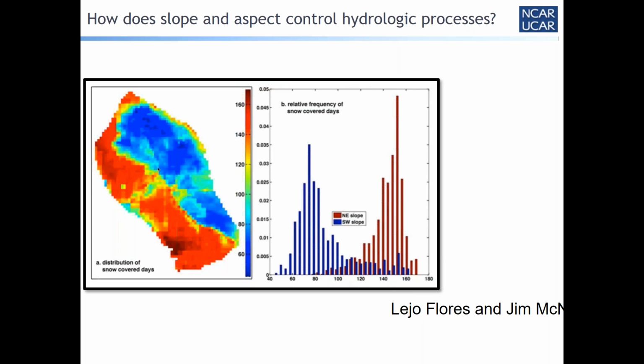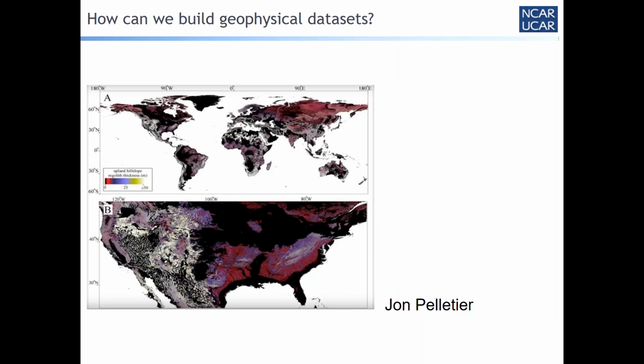If we go to the next slide, this is from the presentation from Leho Flores and Jim McNamara, where they're asking the question, how do slope and aspect control hydrological processes? They've got some motivational slides here showing the differences in vegetation on the top, snow, and vegetation on the bottom as well, and how aspect controls the evolution of the responses on different hill slopes. In their next slide, they're showing a specific example of the distribution of snow-covered days. The relative frequency of snow-covered days is very different, as we'd expect, for the northeast slope and the southwest slope. That's what we're showing, the two different PDFs on the right.